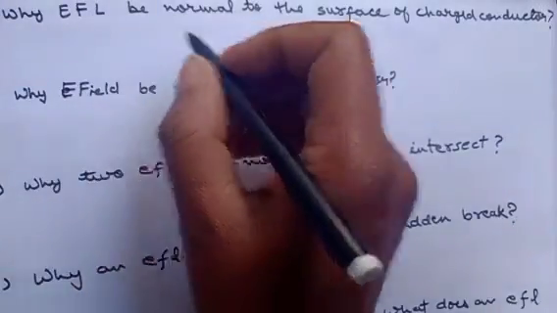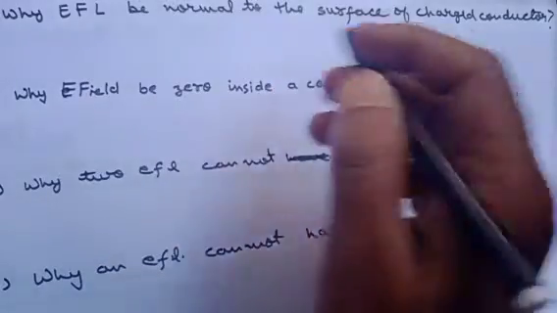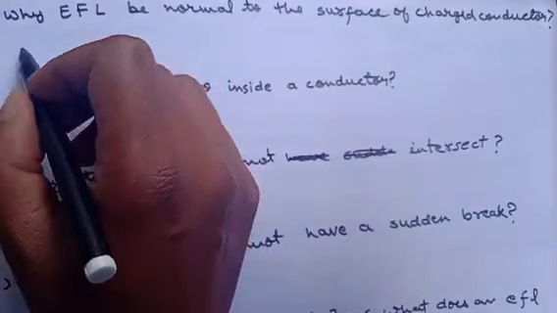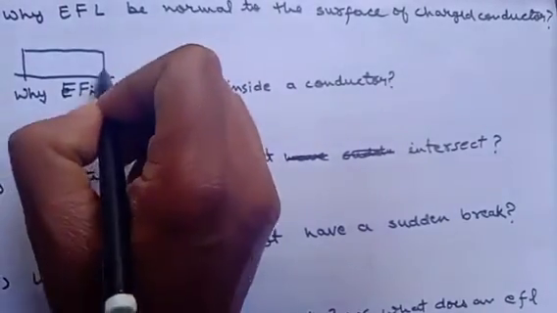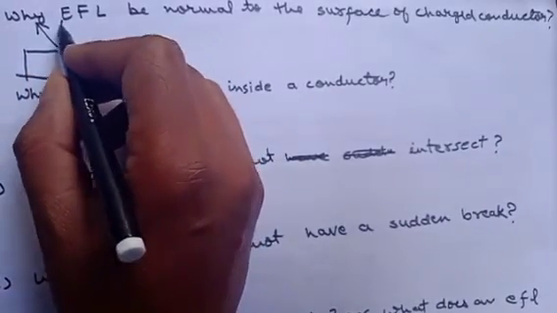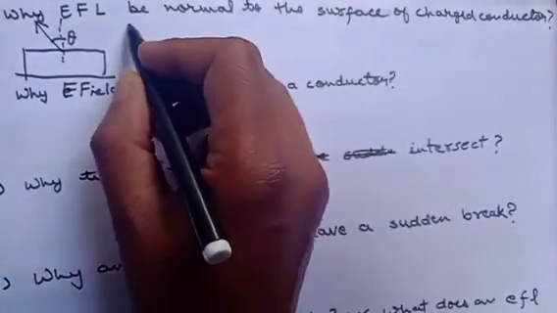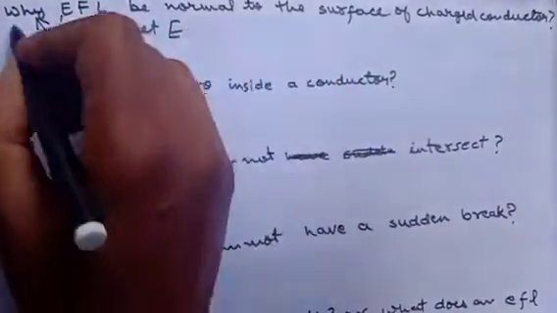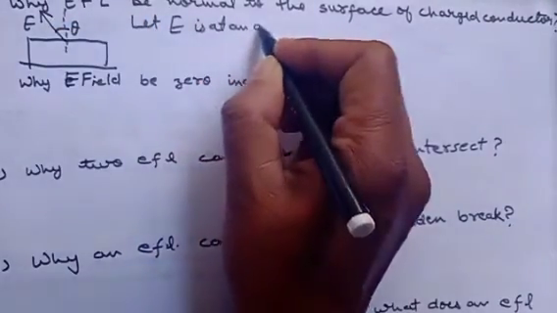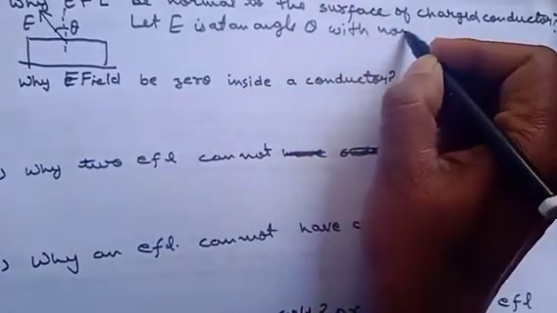Why is the electric field line normal to the surface of a charged conductor? If you don't know, just memorize this thing: that for a charged conductor, the electric field line is normal to the surface. But why is it so? To explain this, I'm going to draw a metal surface. And I'm assuming that it is not normal to the surface, but at an angle theta with the surface. So let the electric field intensity be at an angle theta with the normal to the surface.